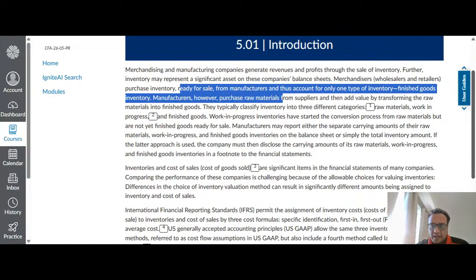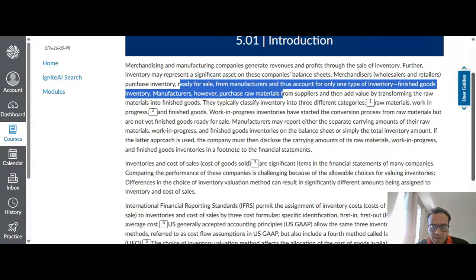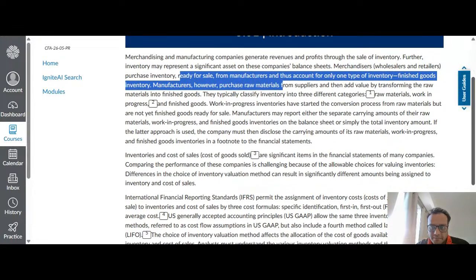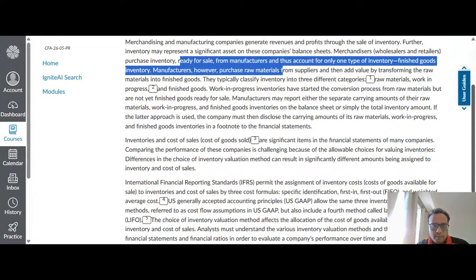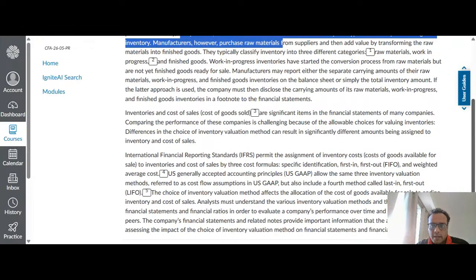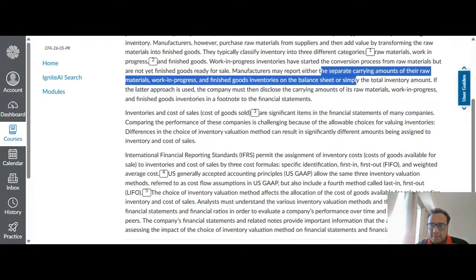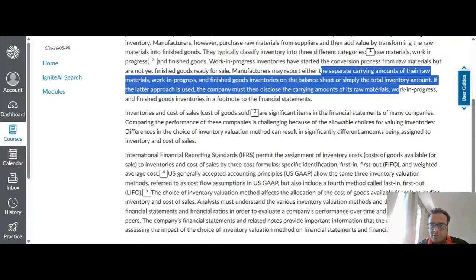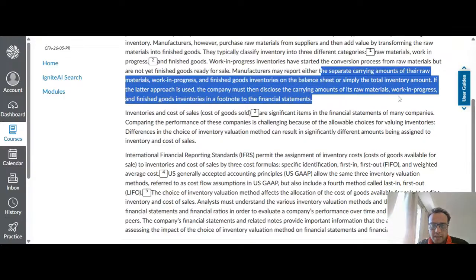WIPs have started the conversion process from raw materials but are not yet finished goods ready for sale. Manufacturers may report either the separate carrying amount of raw materials, WIP, and finished goods on the balance sheet, or simply the total inventory amount. If the second is used, they need to disclose the carrying amount of raw materials and WIP in footnotes.